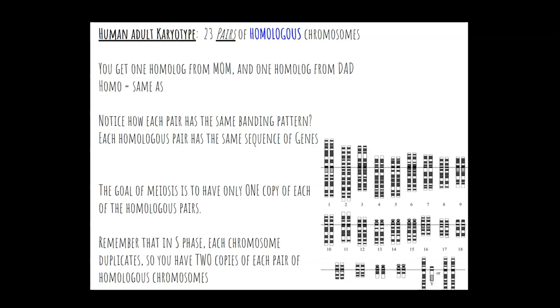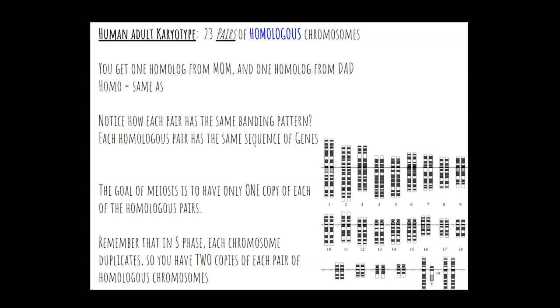So you get one homologue from mom and one homologue from dad. Homo means the same as. So homologous chromosomes are basically chromosomes that have the exact same set of genes on them. Now, the genes don't have to be identical. I like to think about them as recipes. So you've got two recipe books, and they both have recipes for brownies. But one is your mom's recipe for brownies and one's your dad's recipe for brownies. And they might result in slightly different products.